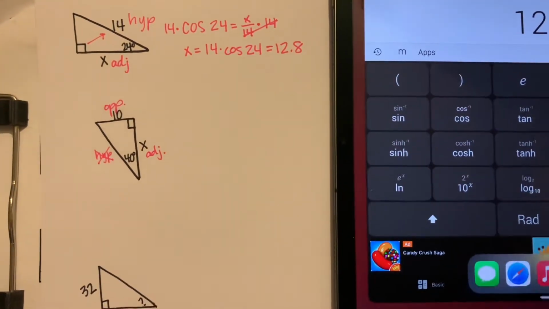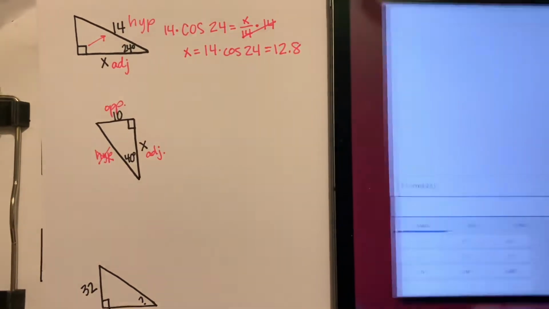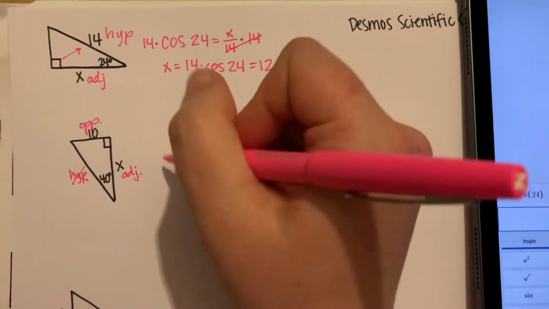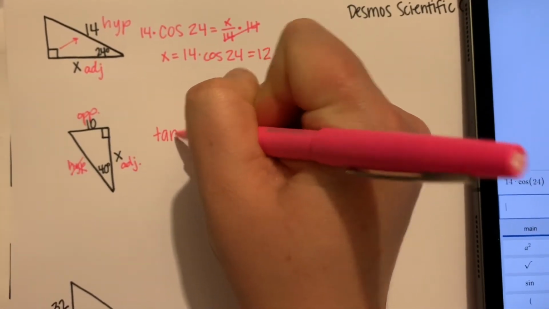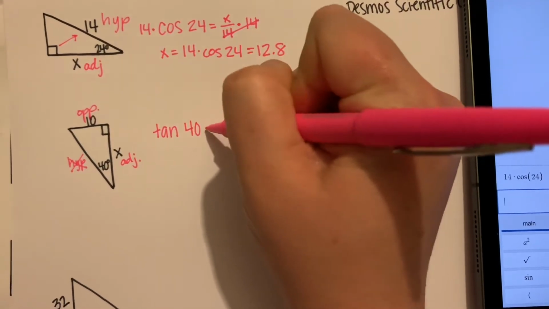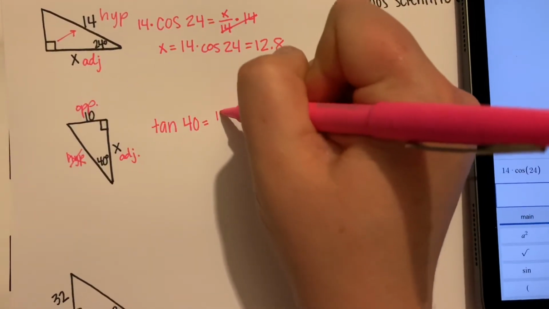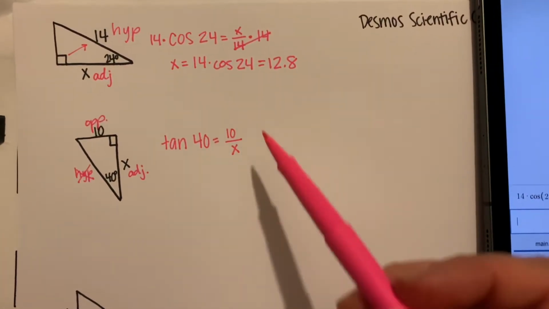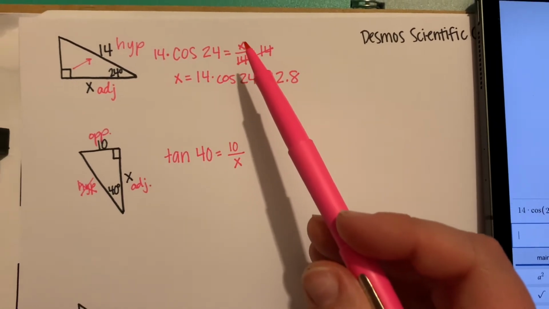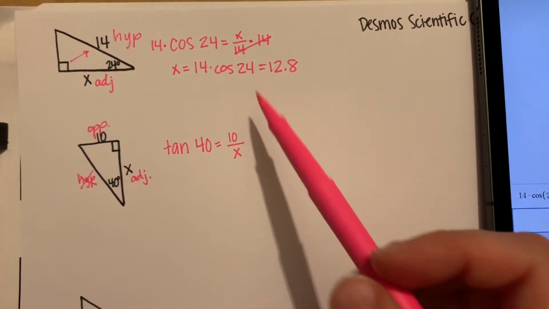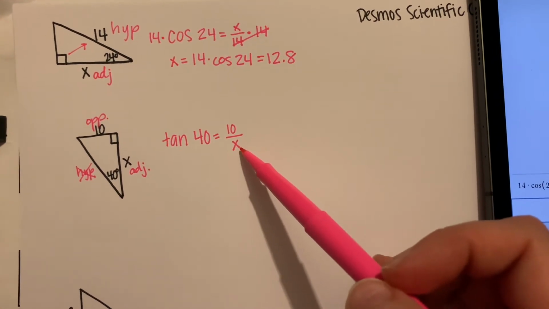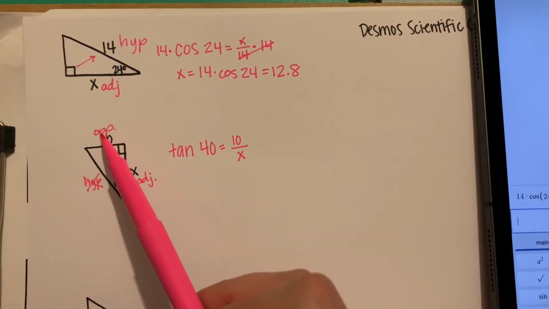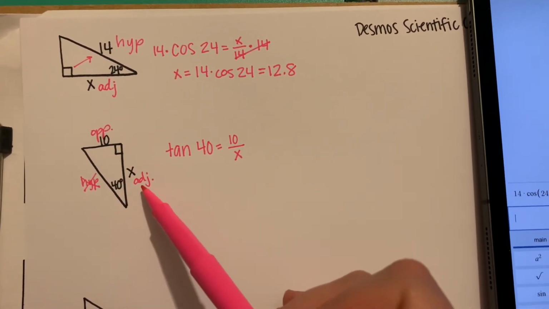Okay, if that's what you have, then opposite and adjacent is tangent. So tangent, your angle measure goes here, 40, equals 10 over x. Now this one's different than the one that we did before because my variable was on the top before. It just so happens to be on the bottom here. There's no specific case where you know if it's going to be top or bottom. It just depends on what you have and what you're given.